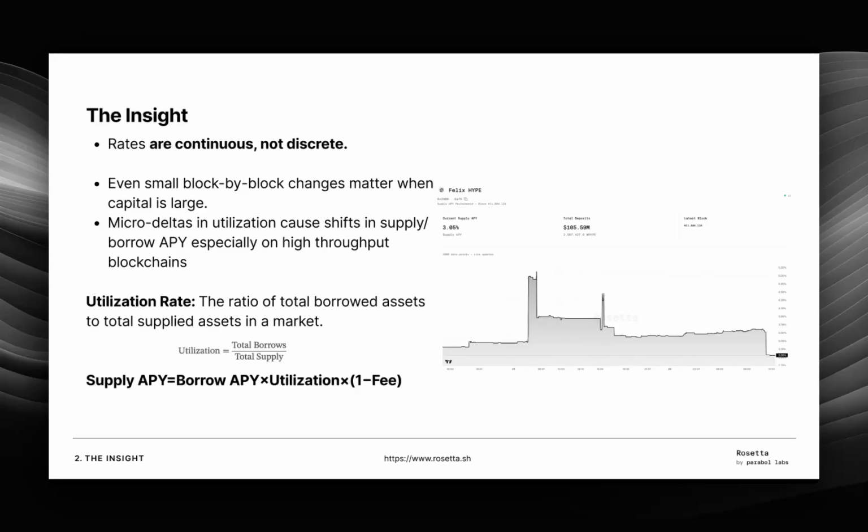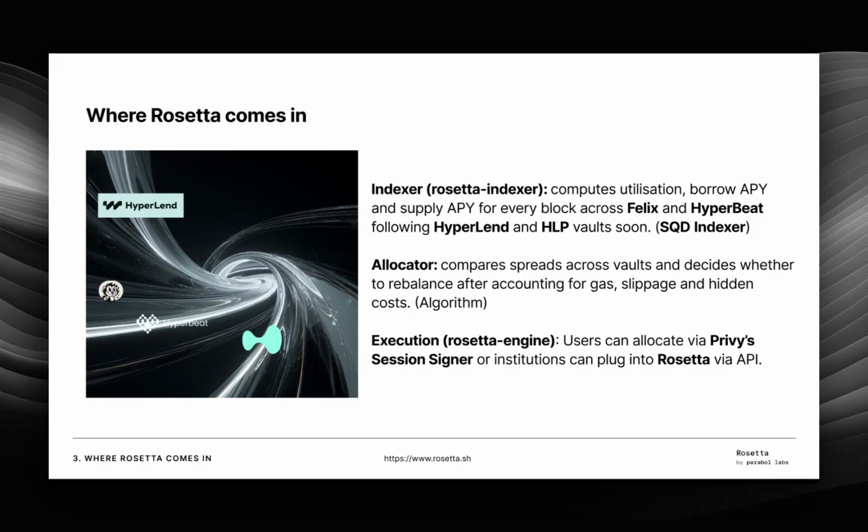So, what do we know? Rates are continuous, not discrete. Utilization, the ratio of total borrowed assets to total supplied assets, feeds directly into Morpho's interest rate model. When utilization rises above 90%, the borrow rate ramps up. When it falls, the rate drops. Supply APY equals the borrow APY multiplied by utilization and reduced by any fees. If you ignore this continuous drift, you are effectively trading blind.